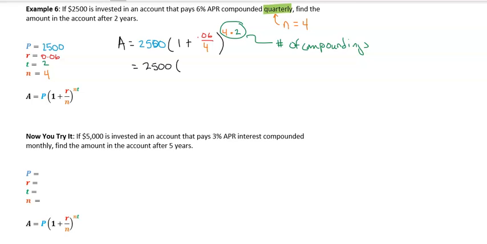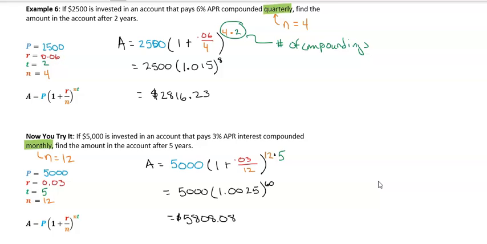So we get 2,500 times 1 plus 0.06 over 4. So you're going to take 0.06 over 4 and you're going to get 0.015, add it to 1, and you get 1.015. So do the inside first, and then 4 times 2 is 8, raised to the 8th power. Then put this all in your calculator, and you should get $2,816.23. Okay, so at the end of 2 years, $2,500 becomes $2,816. Hopefully this is encouraging you to save your money. All right, so why don't you give this a try and pause the video while you do it, come back, make sure you fill in these amounts here.